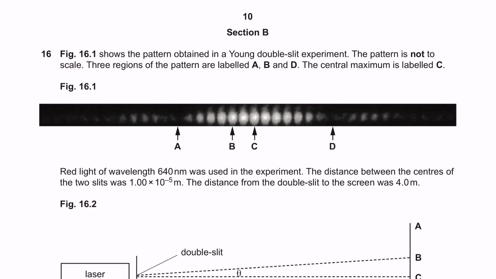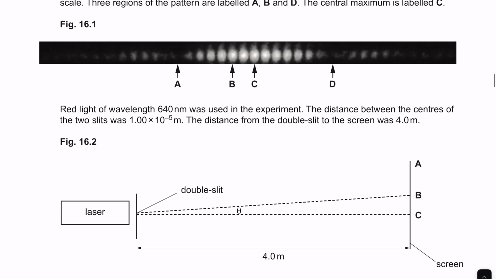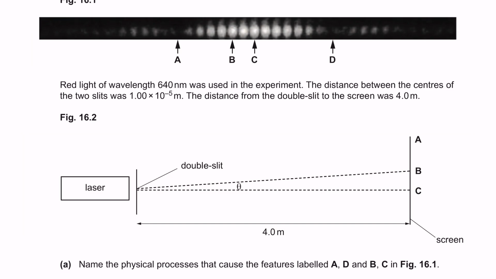Okay, let's move on to section B now. Question number 16 says that we've been given a pattern obtained in a Young double slit experiment, and the pattern is not to scale. 3 regions of the pattern are labeled as A, B, and D, and the central maximum is labeled C. Red light of wavelength 640 nanometers was used in the experiment. The distance between the centers of the 2 slits is given to us, and the distance between the screen and the slits is also given as 4 meters.